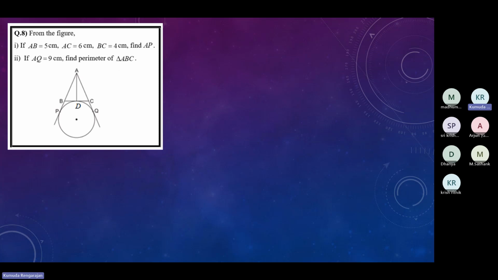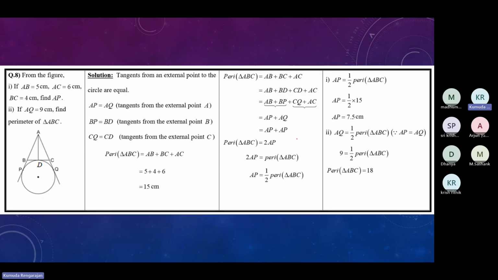Yeah, this we just understood in the class today. So there's a numerical version. We understood the result. We proved that AP is equal to half perimeter of triangle ABC. So this is a numerical question based on this result. So you'll have to substitute the values and find whatever is asked.